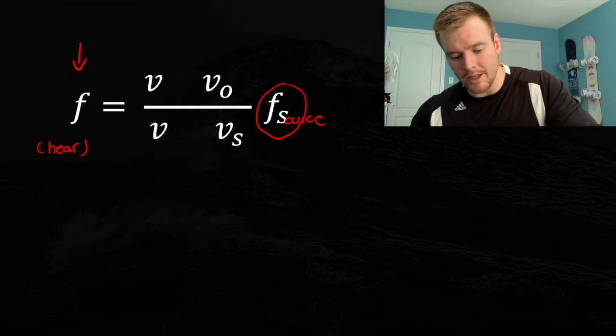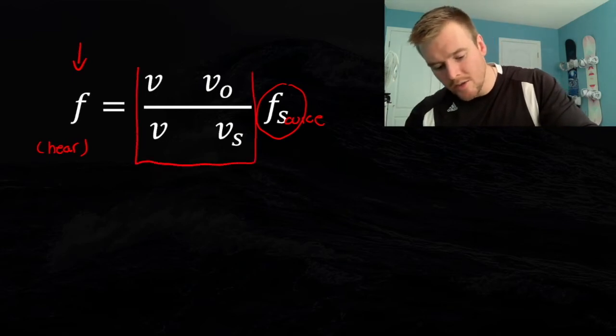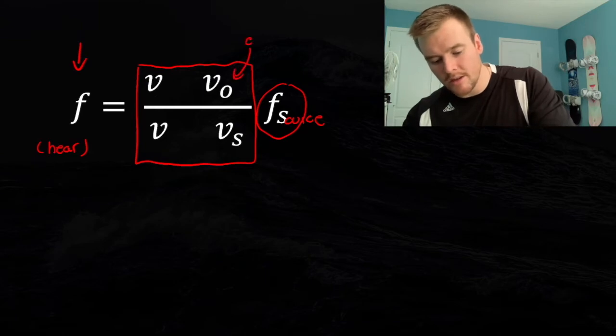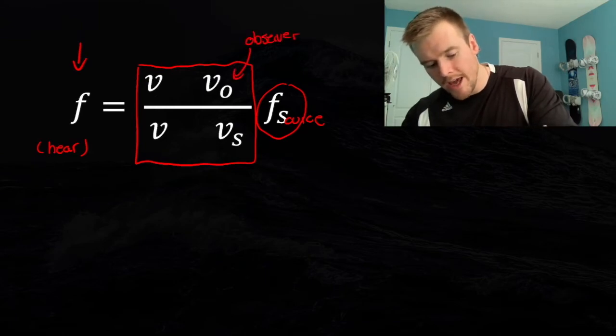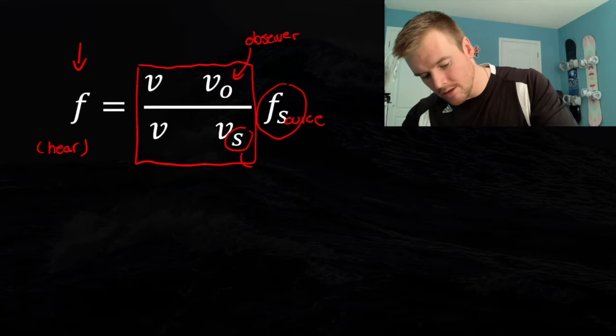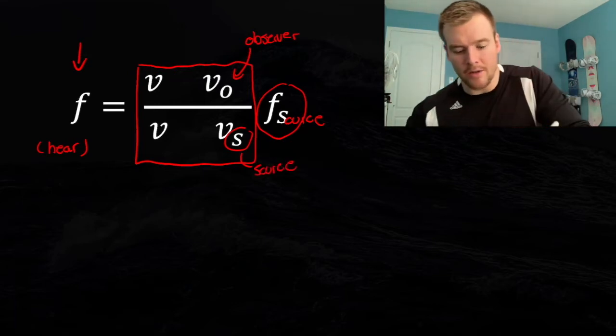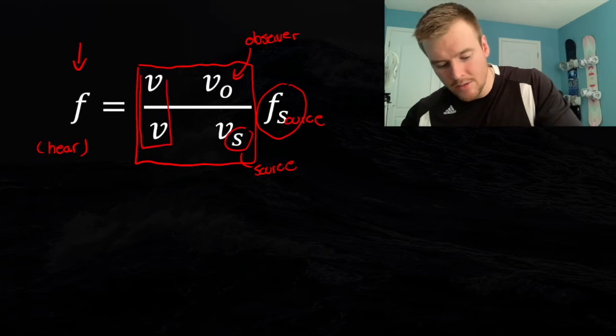Now what's in the middle here is a ratio between how fast the observer, that's what this O is, and the source are moving relative to the speed of sound, which is these two velocities right here.